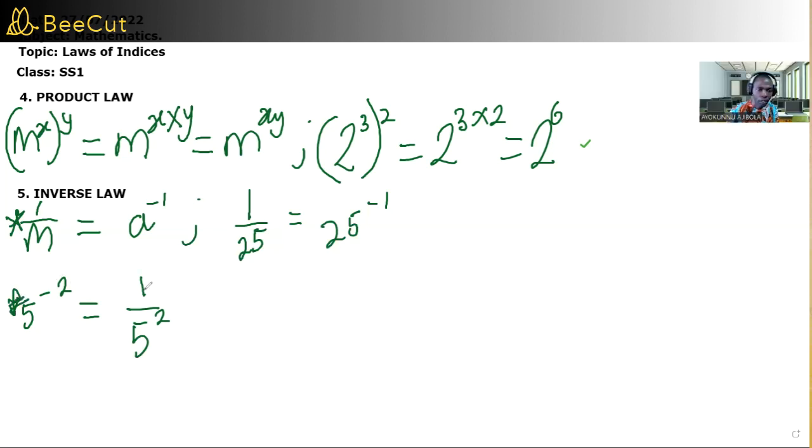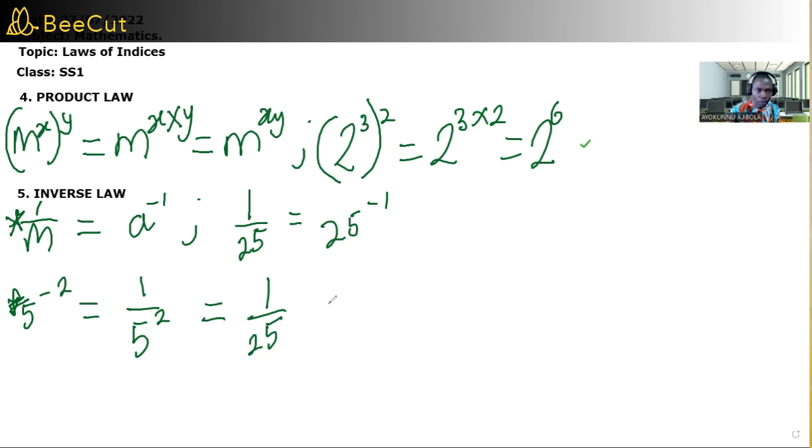So 5 raised to power minus 2 is the same thing as 1 over 5 squared, and eventually you can say this is 1 over 25. Where did I get this 25 from? From here. So what is this? 5 raised to power 2, right? Yes, sir. So what is 5 raised to power 2? That is 5 times 5, which is 25. Okay? Yes, sir. Very good. So that is inverse law.